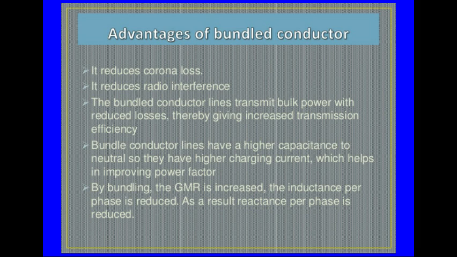Third, a bundled conductor line transmits bulk power with reduced losses, thereby giving increased transmission efficiency. As earlier discussed, a bundled conductor is a set of conductors which reduces current density in a conductor, so we can transmit bulk power, more power, with reduced losses. So when losses reduce, the efficiency of the transmission line also increases.